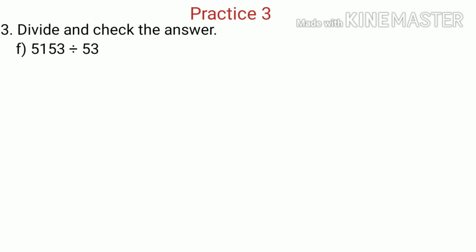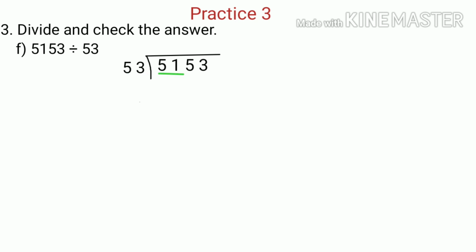Question number 3 is divide and check the answer. Number F, 5153 divided by 53. In this question, we have to first divide 5153 by 53 and then check our answer. Here, 5153 is the dividend and 53 is the divisor. Now, to carry out the division, we first compare the leftmost two digits of the dividend with the divisor. We compare two digits from the dividend because the divisor also has two digits.